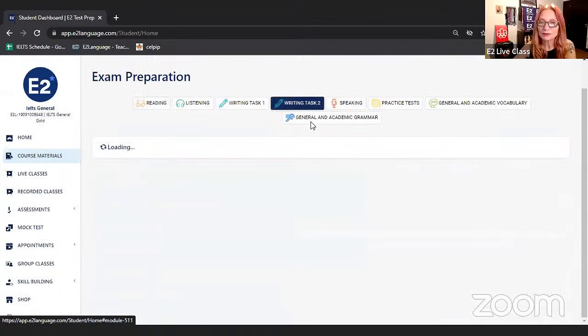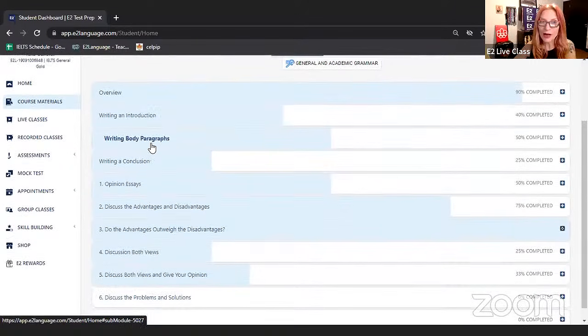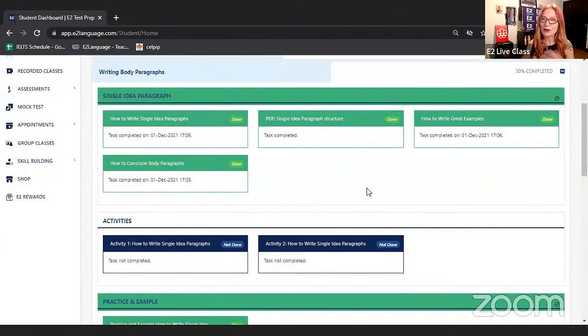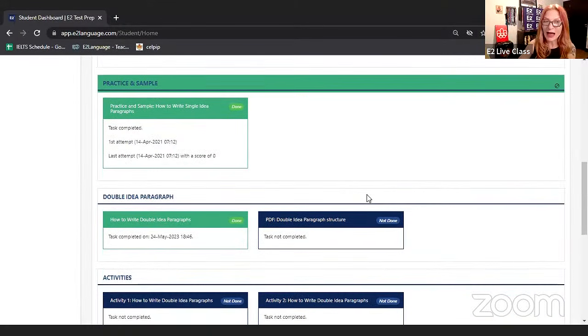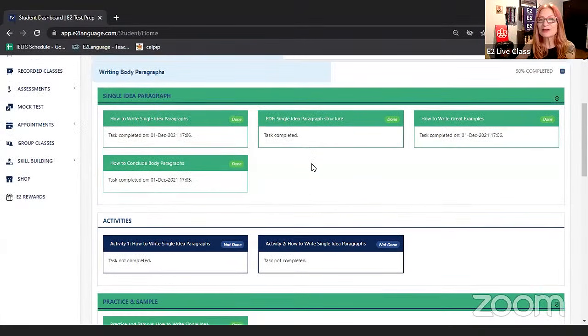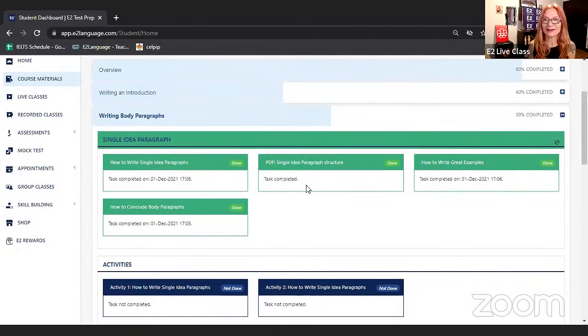So in writing task 2, you have your writing body paragraphs. And this is where it's all going to be explained. We're going to break it down. So we're going to uncover the mystery of the difference of single and double idea paragraphs, and where and how. Not only will you learn what is a single and a double idea paragraph, you will also learn how to develop and how to choose the single and double idea paragraph. It's filled with material, right, Prab? I know. So this is just one highlight in the platform.